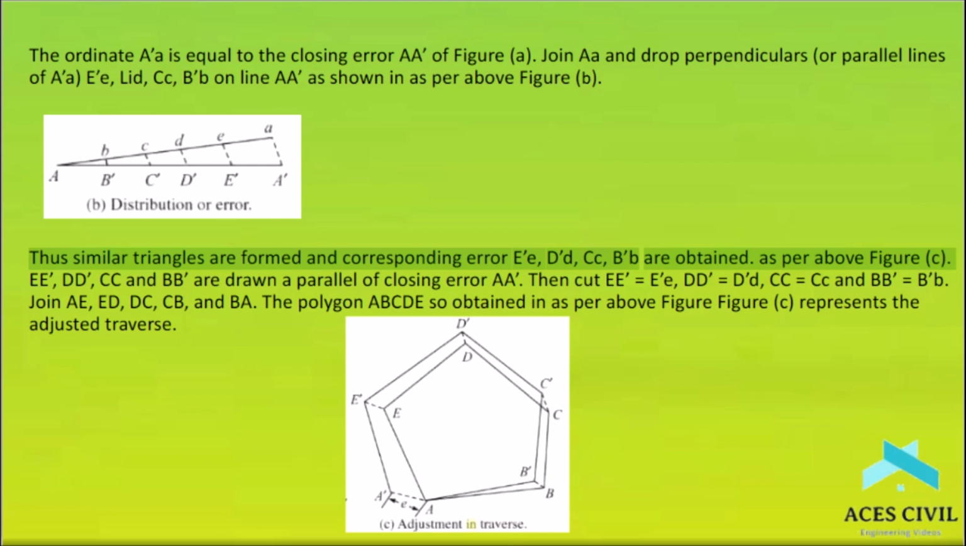Thus similar triangles are formed and corresponding errors EE', DD', CC', BB' are obtained. As per above figure C, EE', DD', CC' and BB' are drawn parallel to closing error AA', then cut EE equals EE', DD equals DD', CC equals CC' and BB equals BB'. Join AE, ED, DC, CB, and BA. The polygon so obtained in as per above figure C represents the adjusted traverse.